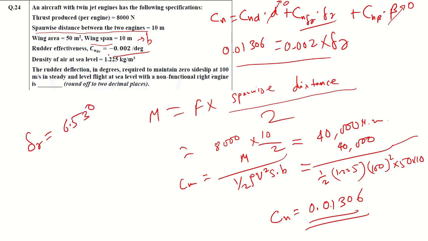What is this negative sign? Negative sign means the aircraft is tilting to the left side. It doesn't matter, we just apply 6.53. So 6.53 is the right answer.